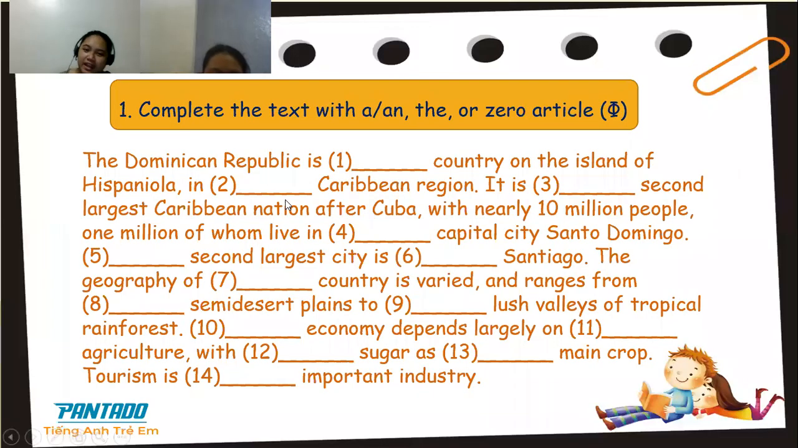Now let's continue. Complete the text with a, an, the, or zero article. So we have 14 underlines here. Can you please type your answer? And after that, we are going to check and read this.